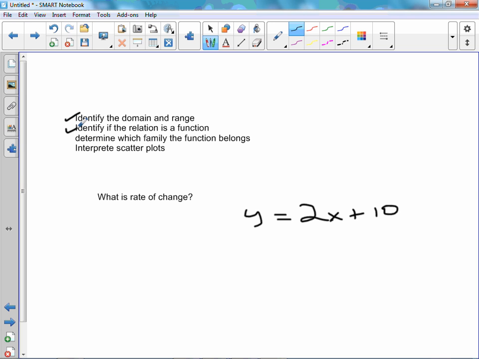Identify if the relation is a function or not. That's on numbers 1, 2, and 3. You have to determine if it's a function or not. I believe that's all you have to do on the review for that one, plus it's on your homework packet also, with some more sample problems. You've got to determine which family the functions belong in. Looking at your review, numbers 7, 8, 9, 10, 11, and 12 relate to that. Make sure you understand that.